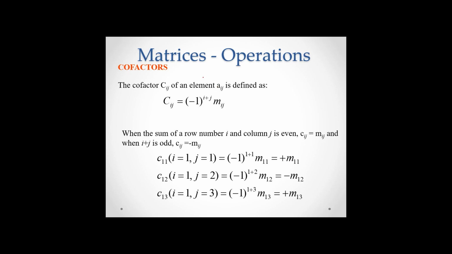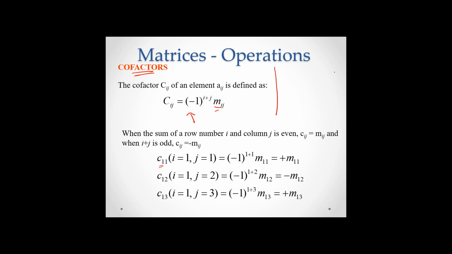Now, what exactly is the cofactor? Cofactor is the sign associated with the minor. And how do we identify the sign? We have -1 to the power i plus j. So if the number is C11, it will be -1 to the power 1 plus 1. For C12, the power will be 1 plus 2. For C13, the power will be 1 plus 3.